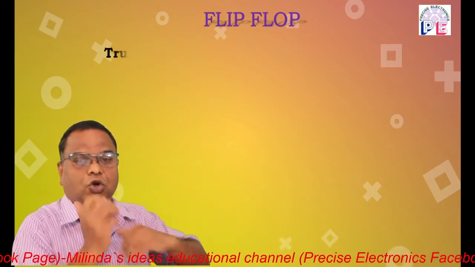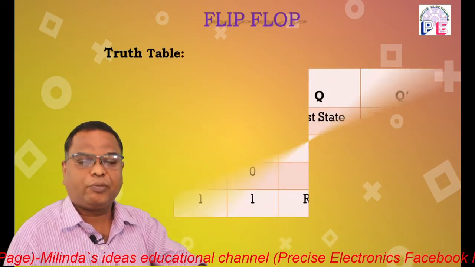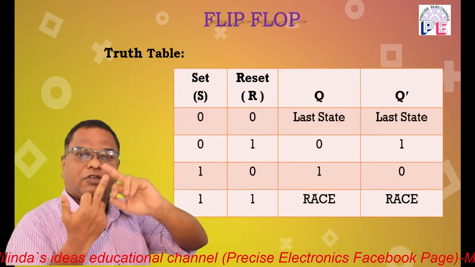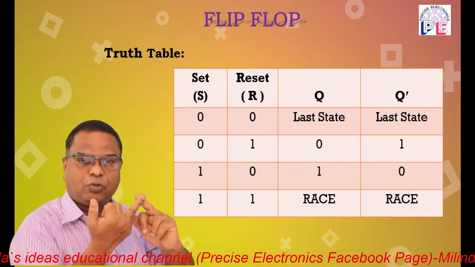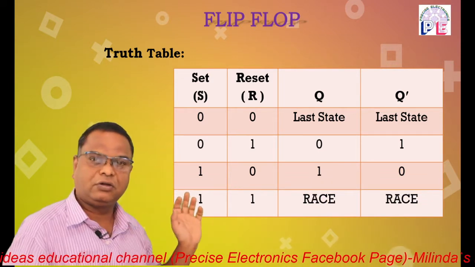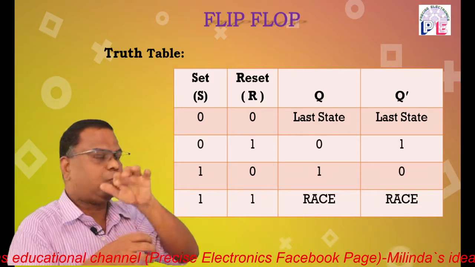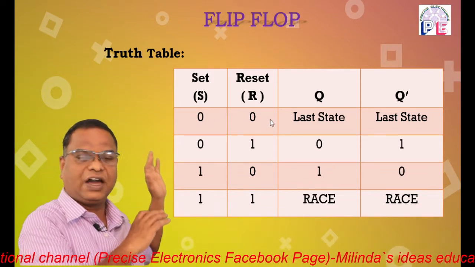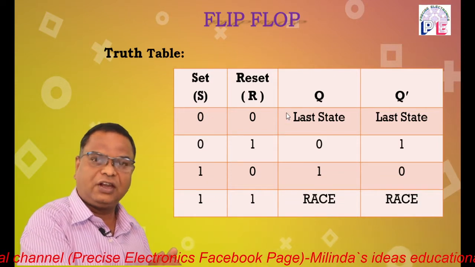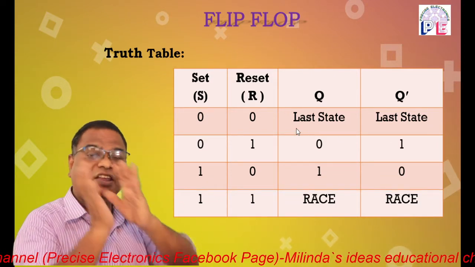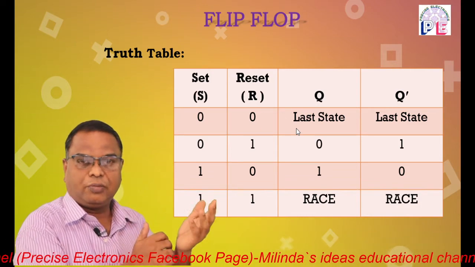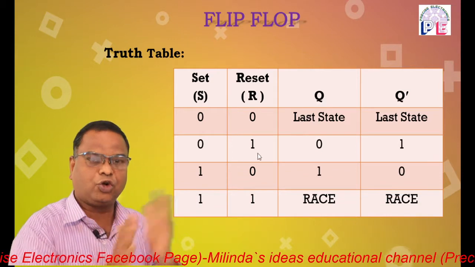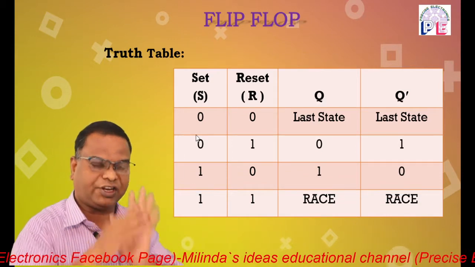Now the truth table of the RS flip-flop is going to be displayed on your screen. In the truth table, we have set input S, reset input R, Q and Q complement. What is the first condition? When both set and reset inputs are 0, S is 0, R is 0. What is the output state? That is the last state, the initial state. It may be either 0, 1 or 1, 0. We are not going to change the output state. The flip-flop remains in the last state.